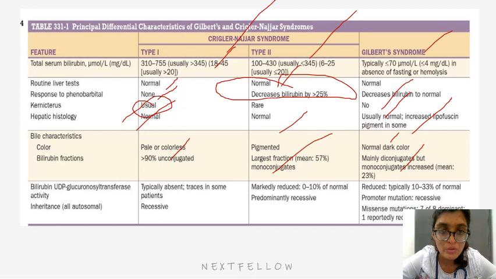Bilirubin UDP glucuronosyl transferase activity is typically absent. It is markedly reduced in case of type 2, and it is reduced typically to 10 to 33% of normal. It is autosomal recessive inheritance, predominantly recessive in case of type 2, and it is recessive in case of type 3, but in some mutations it is dominant.